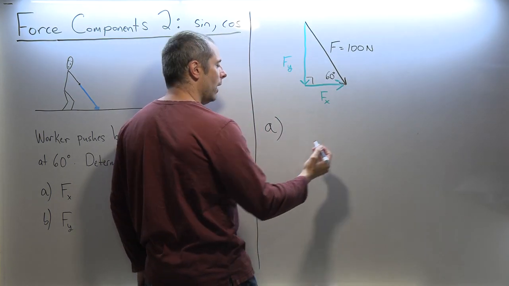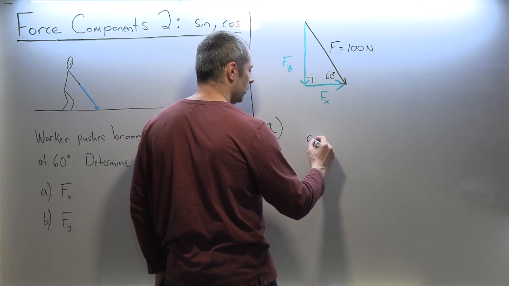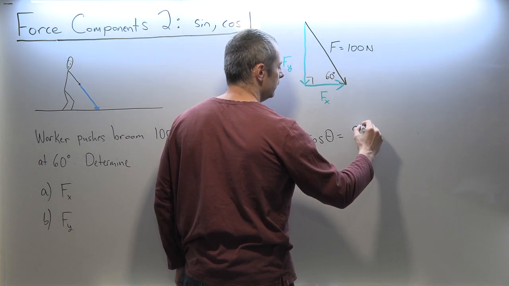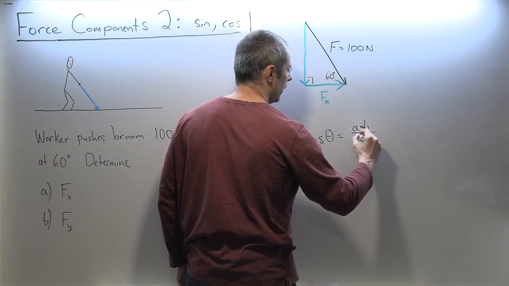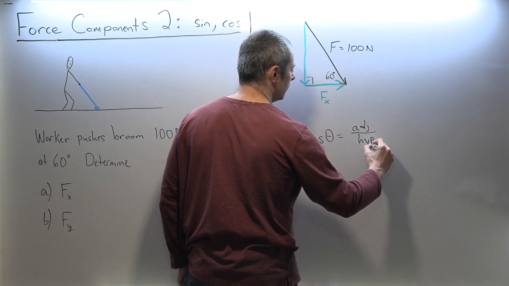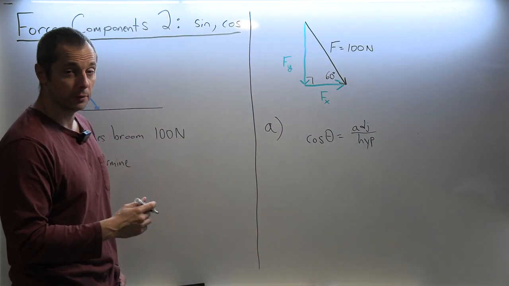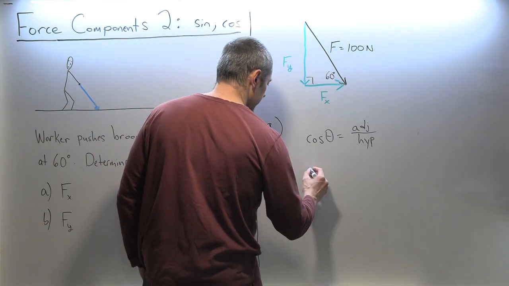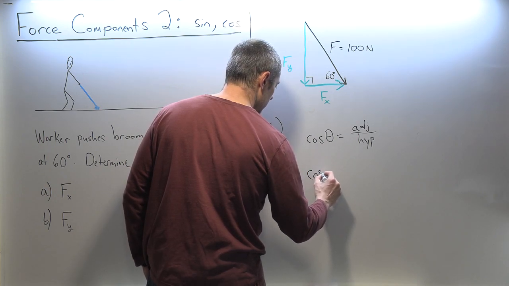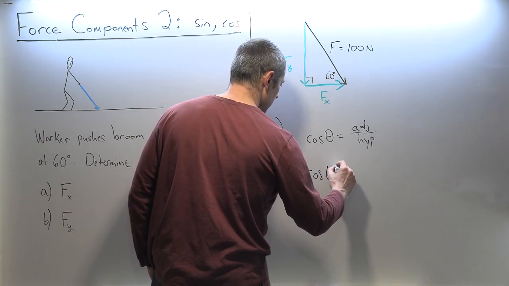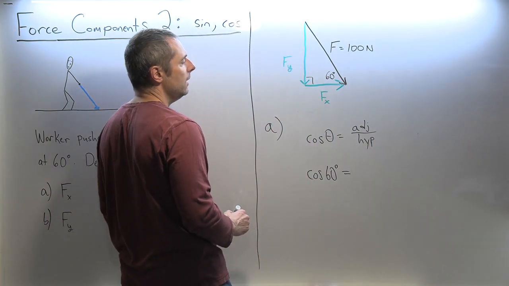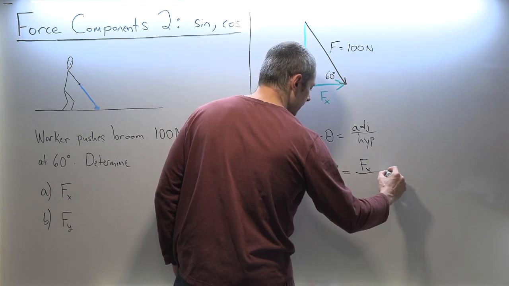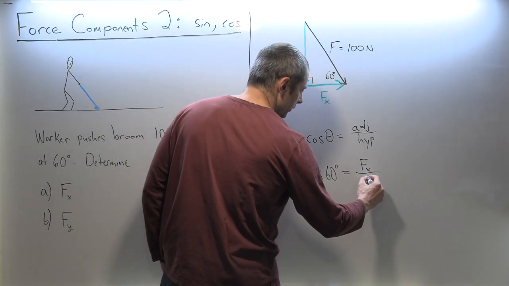So once again, you've got to write a formula when you start your calculations. Cosine theta equals adjacent over hypotenuse. Okay, so there's my formula required in Regents calculations. Next, I'm going to plug in my numbers. The adjacent side is the x component that I don't know. And the hypotenuse is 100 newtons.